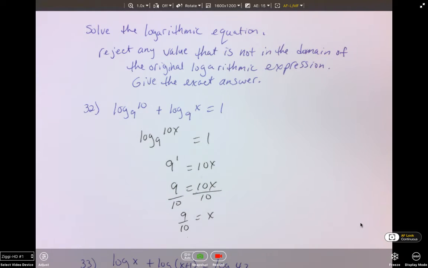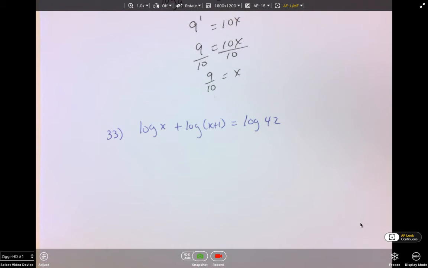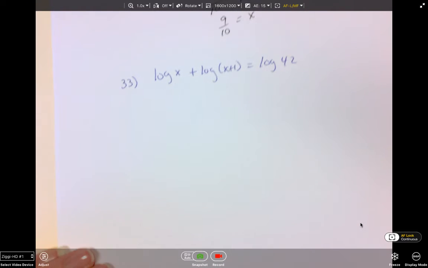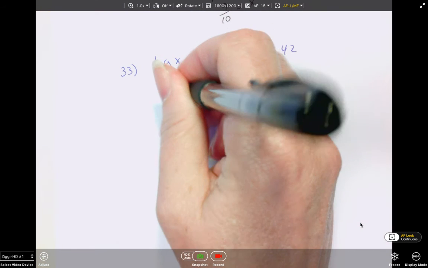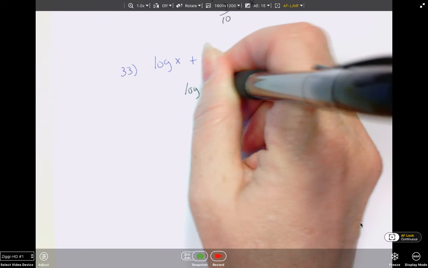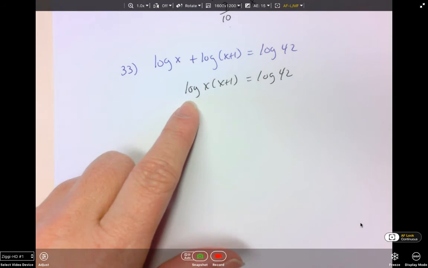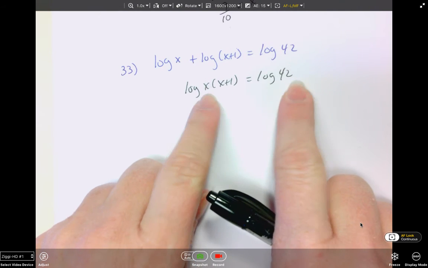The next problem that we are looking at is number 33 on our review. We're doing the same type of thing, except this one will be a little bit more work. So here we have log x plus log of x plus 1 equal to log of 42. So again, we have addition here, which means multiplication. So we will have log x times x plus 1 is equal to log of 42. Well, when we have one log equal to another log, that means those two logs need to equal each other. So these parts of the logs will equal each other.